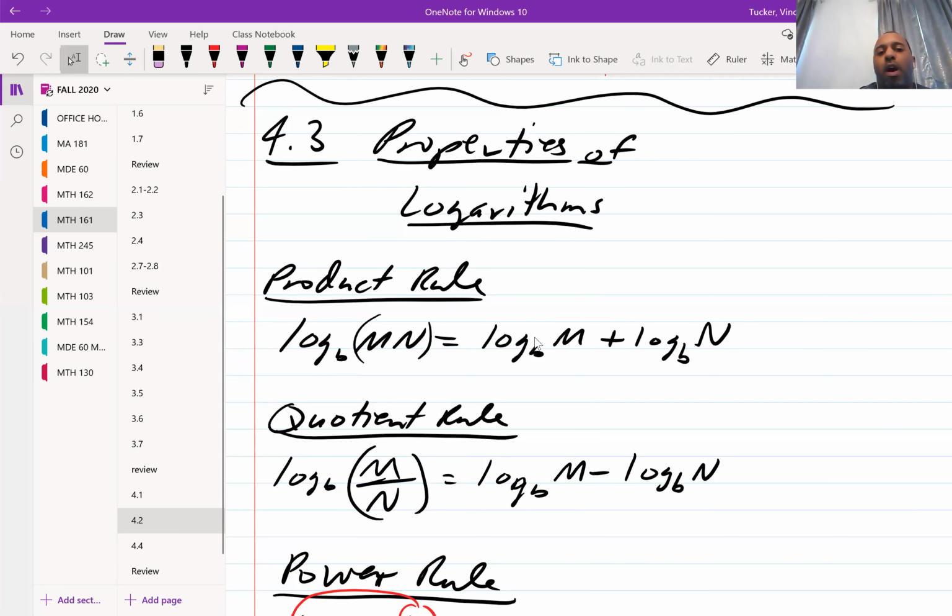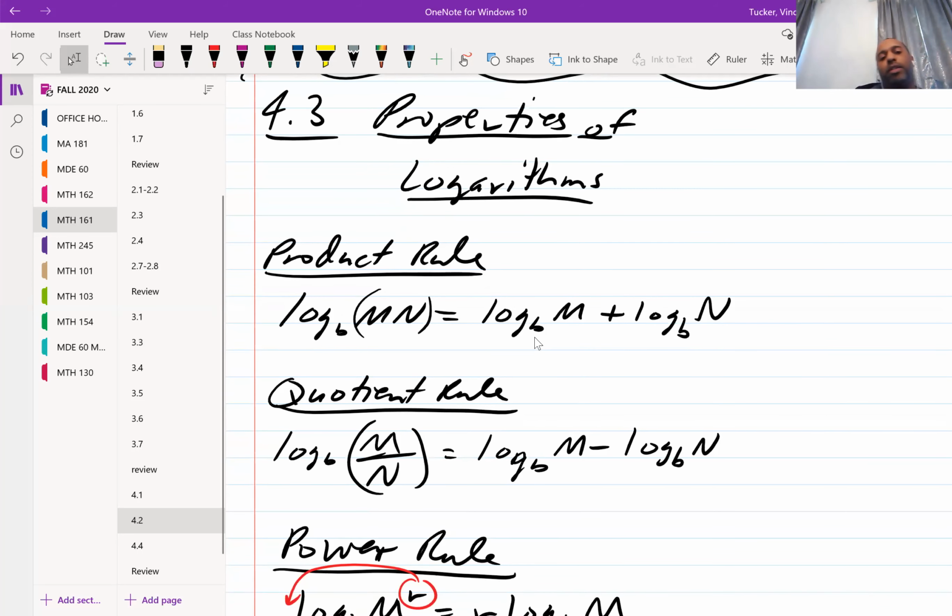All right, 4.3 properties of logarithms. We have 3 properties that we're going to use, to use in reverse and forward and all the good stuff like that. So we have log base b of m times n. We can expand it out into the addition of 2 logs, log base b of m plus log base b of n. So that's the product rule. The quotient rule is if we have log base b of m divided by n, we can expand it into the subtraction of 2 logs, log of m minus log of n.